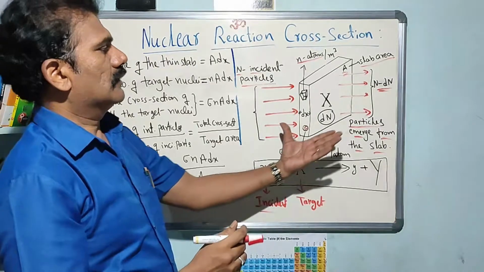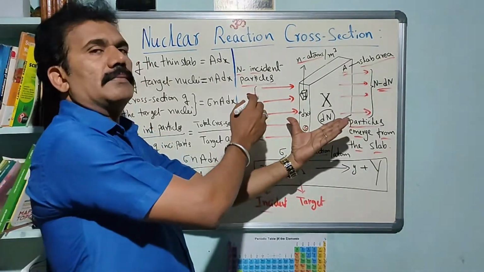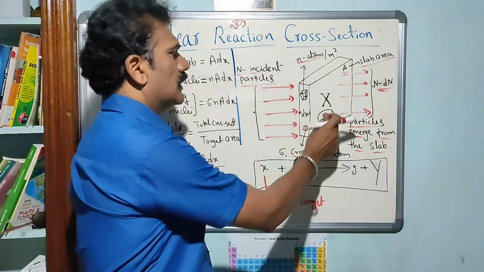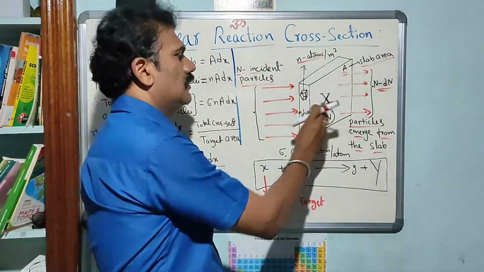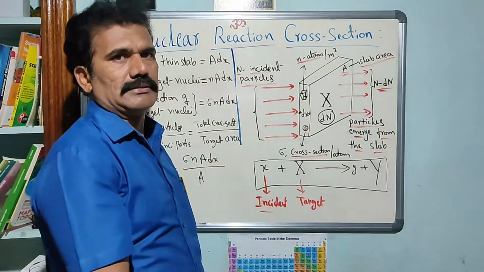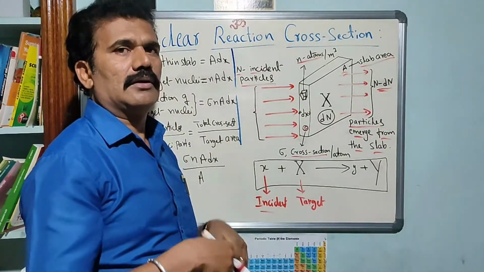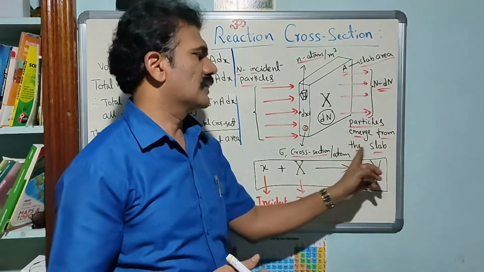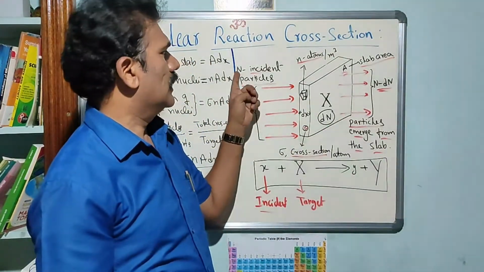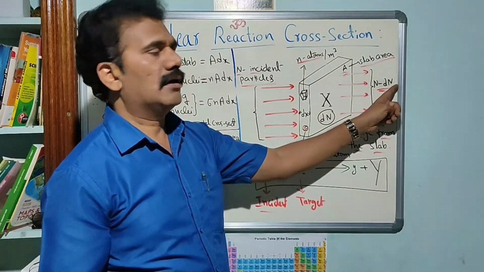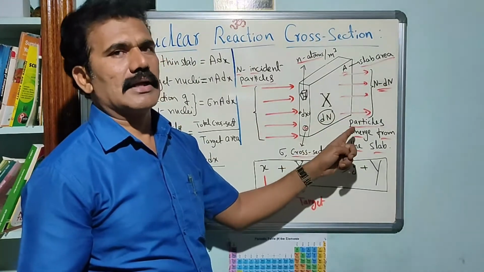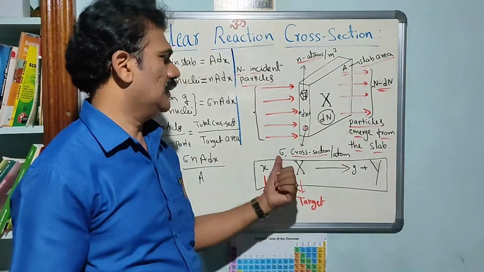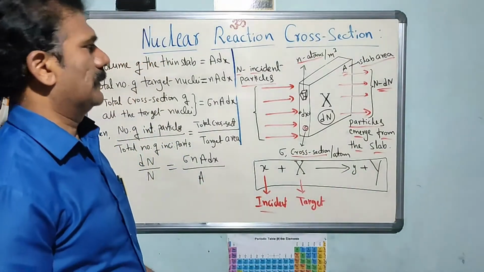Now let us consider how the nuclear reaction takes place in the target when there are incident particles. N incident particles are interacting with the entire slab, in which dn of the incident particles interact with the target and give the nuclear reaction. Some of the incident particles will not undergo a nuclear reaction with the target and just emerge. So the total number of particles emerging from the slab without interaction is n minus dn, not interacting with the nuclei. Now we can calculate the probability of the nuclear reaction due to the incident particles, which is the nuclear reaction cross section.